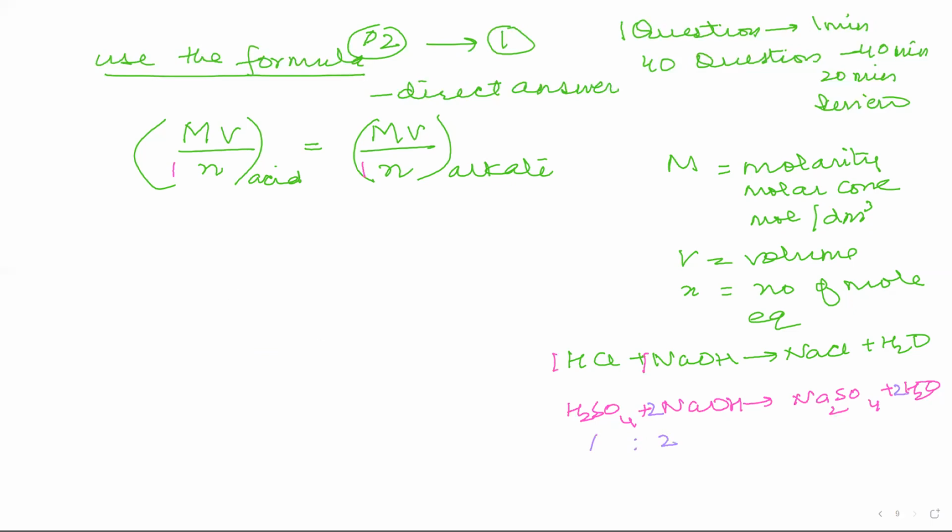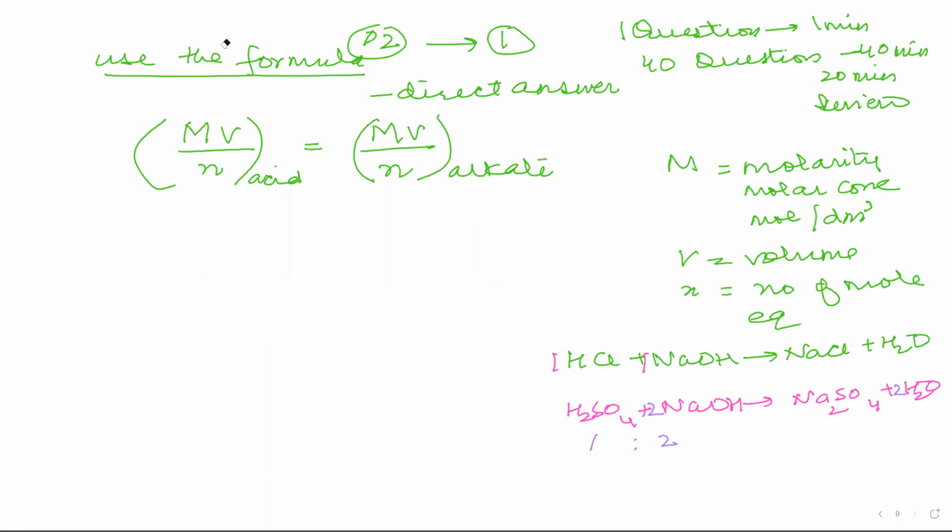Now, what will be the value of n for the second scenario? For the second scenario, the value of n for the acid, how many moles of acid? The value of n will be 1, and the value of n for the alkali is going to be 2. Is it clear? This much is clear? All right. Now we have the formula, and you are clear about these variables now.